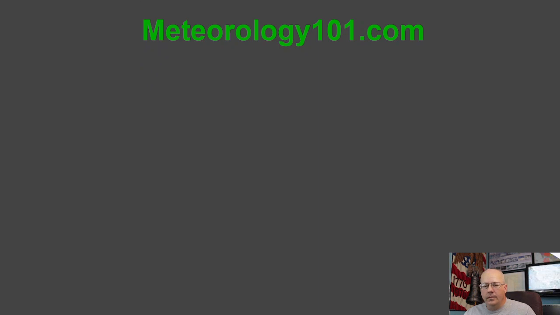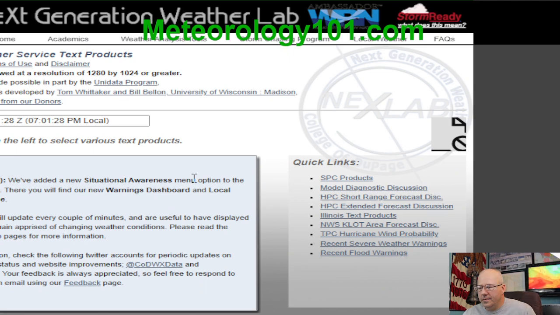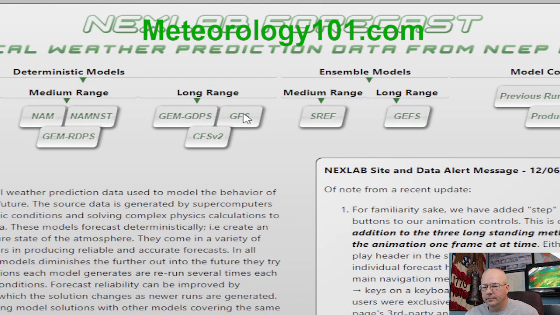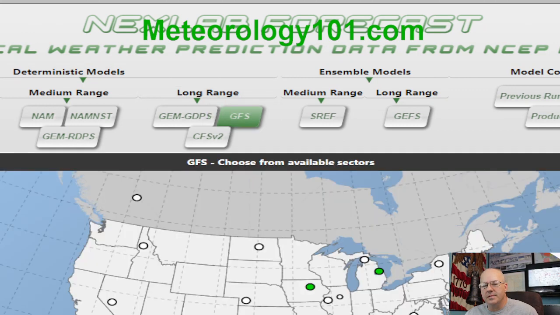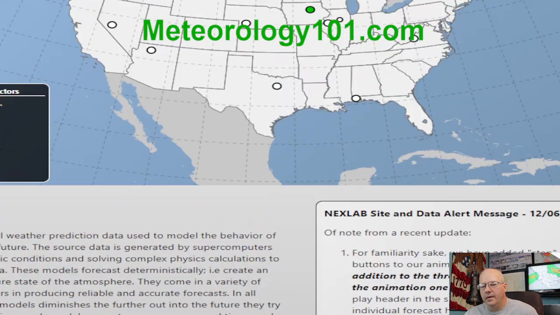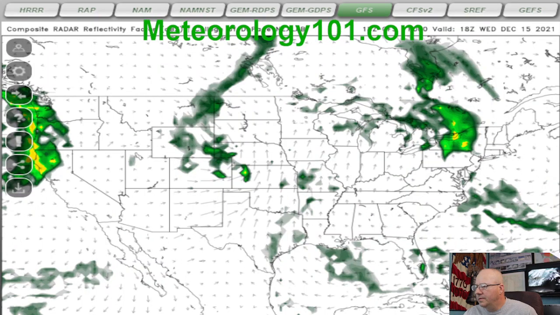Yeah, wrong one. I don't want analysis. Numerical models. Alright, long range GFS. This site is College of DuPage. I guess that's how you pronounce that, but they break this stuff down pretty good. So now we can pull up the United States and see it as one big picture.